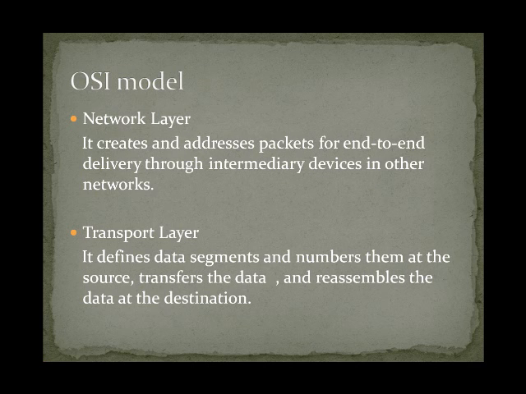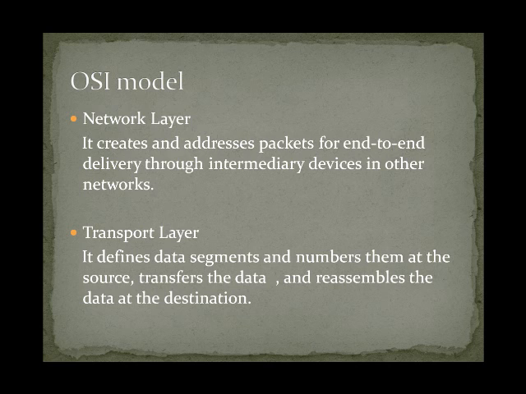The third layer of the OSI model is the network layer. It creates and addresses packets for end-to-end delivery through intermediate devices in other networks. The network layer performs network routing functions and might also perform segmentation and reassembly and report delivery errors.